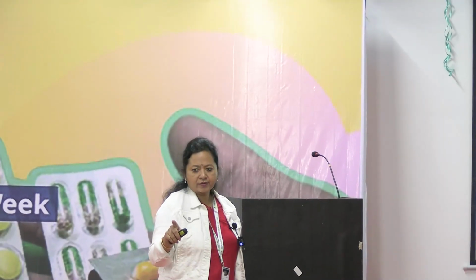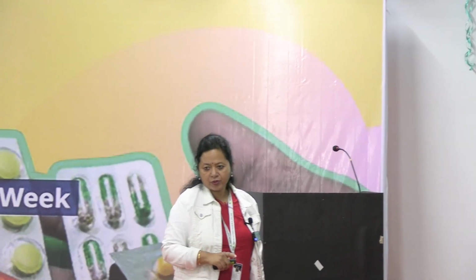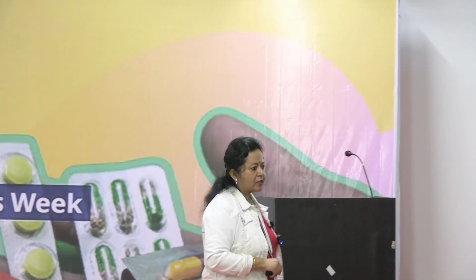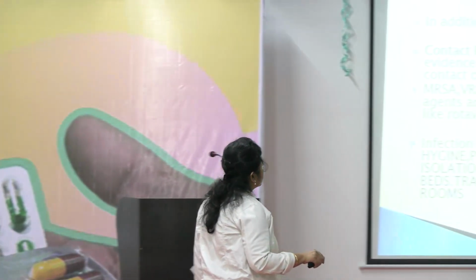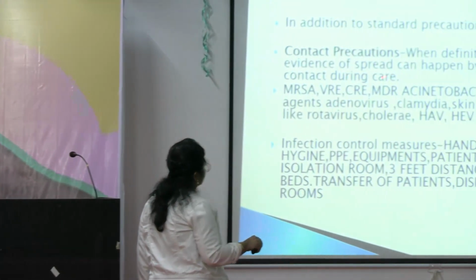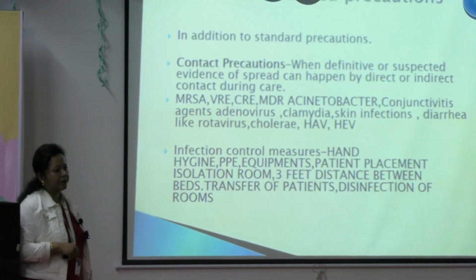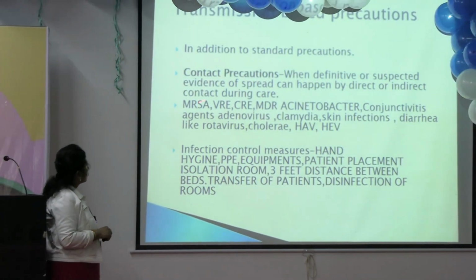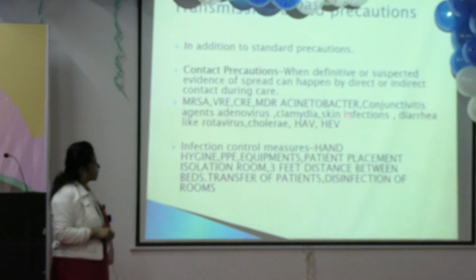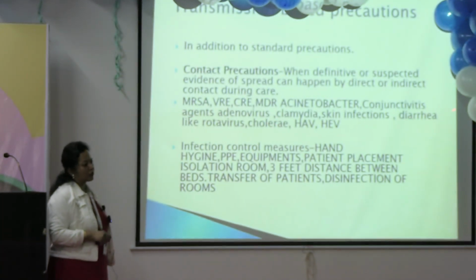Okay. Now contact, by the word you understand contact? Touch होने से infection हो सकता है. Understand? So that is contact precaution. So when there is definitive or suspected evidence of spread by direct or indirect contact during care. Okay. So all these organisms which can spread this way, we put under contact precaution.